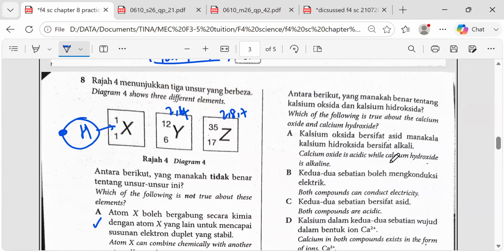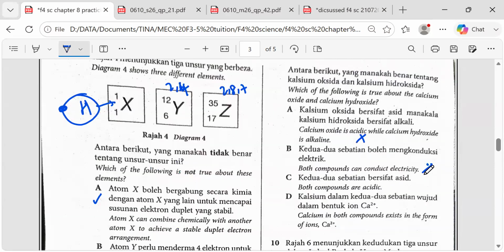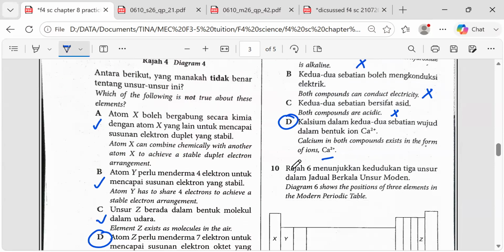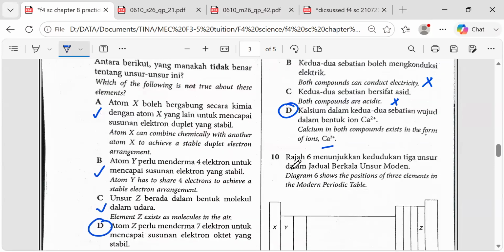No, they are both basic. Both compounds can conduct electricity, no. Both compounds are acidic, no. Both compounds exist in the form of calcium ion, yeah, D. Because they're compounds means the calcium is already an ion.